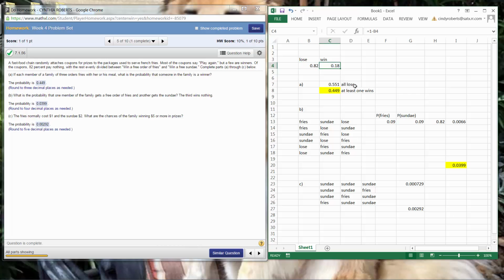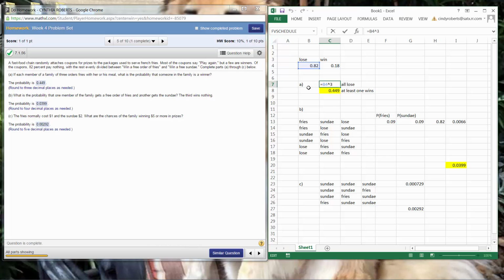So 82% of the time, that's what I put here, loses, and then that would mean 1 minus, that's what you see in this cell, 1 minus the 82% would win. Okay, and this is the tricky part, with the rest evenly divided, because we'll use that in part B. Win a free order of fries and win a free sundae. So if each member of a family of 3 orders fries with their meal, what is the probability that someone in the family is a winner?